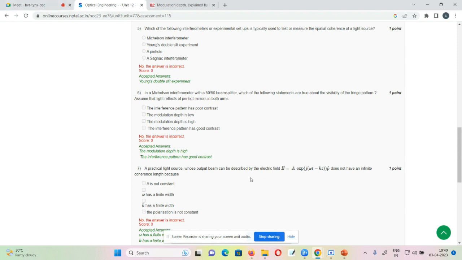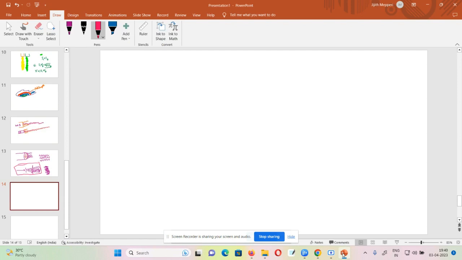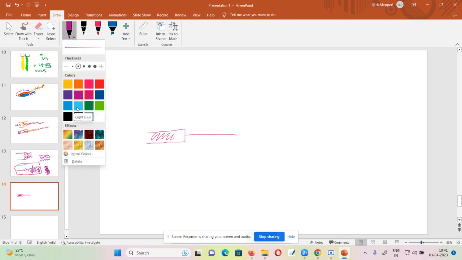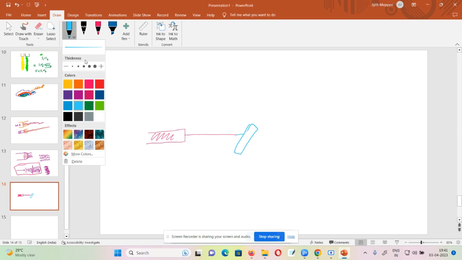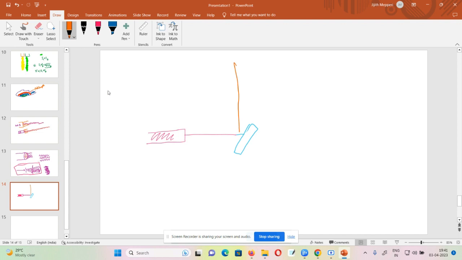Michelson interferometer will have two arms and one source. The light will come and hit a beam splitting arrangement. Here they said the beam splitting arrangement is 50-50. So what is meant by 50-50? Half of the beam will be reflected and half of it will be transmitted.